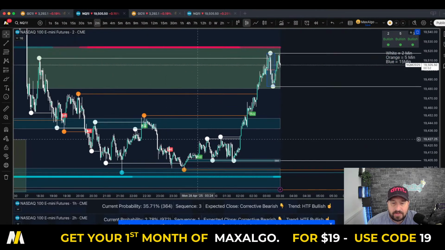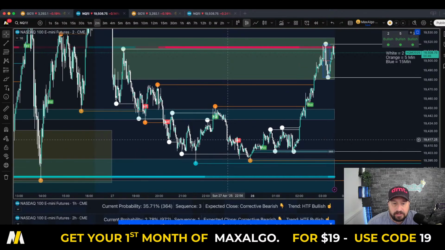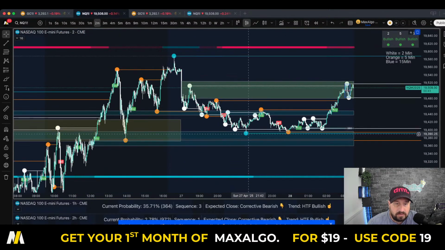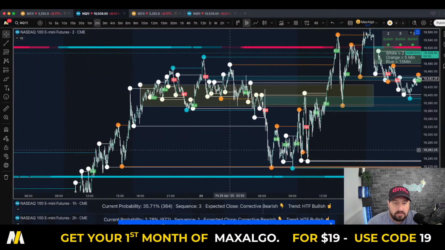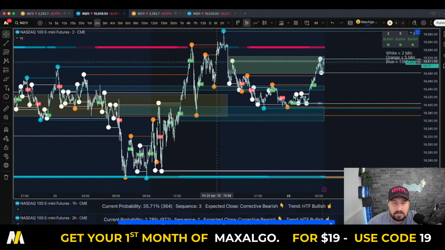So we've just taken the 5 minute, 15 minutes, putting it to low. Here's the 15 minute high. So if we're going to continue on with our bullish move, then we expect to come up to the high.